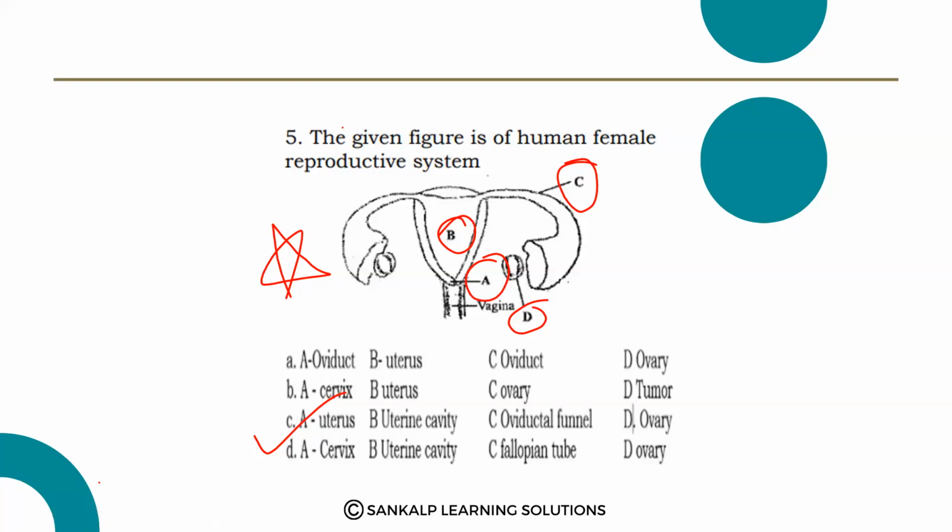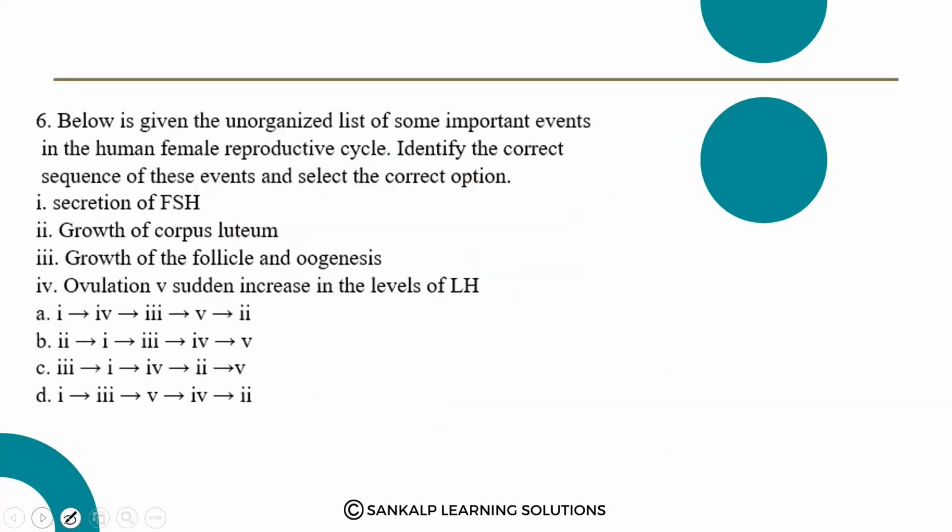Fine. Let us proceed to the next question. Sixth one. Below is given the unorganized list of some important events in the human female reproductive cycle. Identify the correct sequence of these events and select the correct option. So the sequences are given, but they are not serially arranged. So we have to arrange the sequences from starting to end.